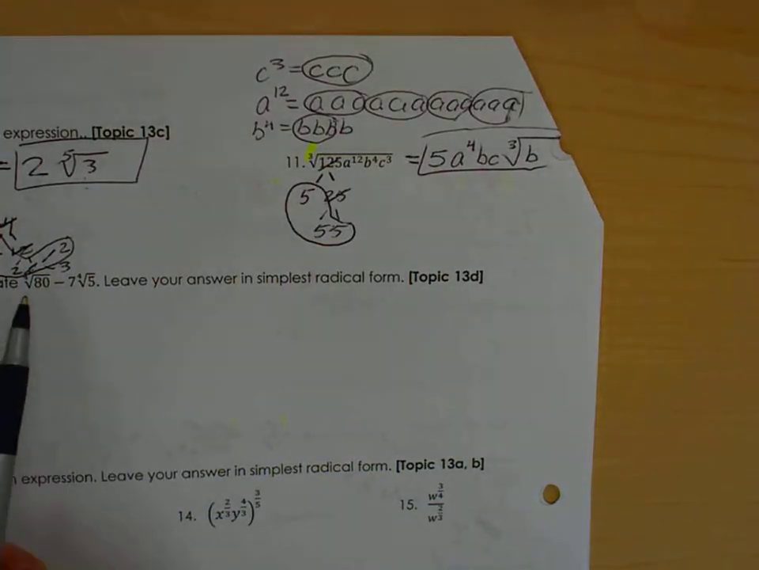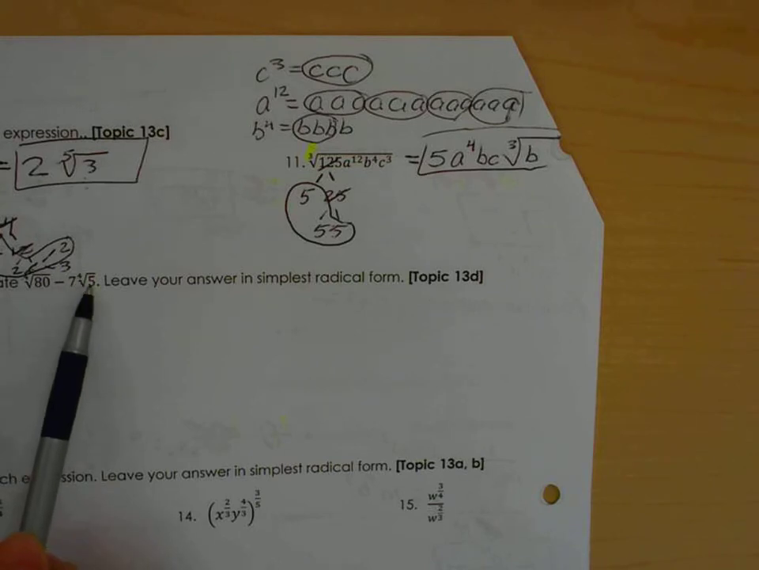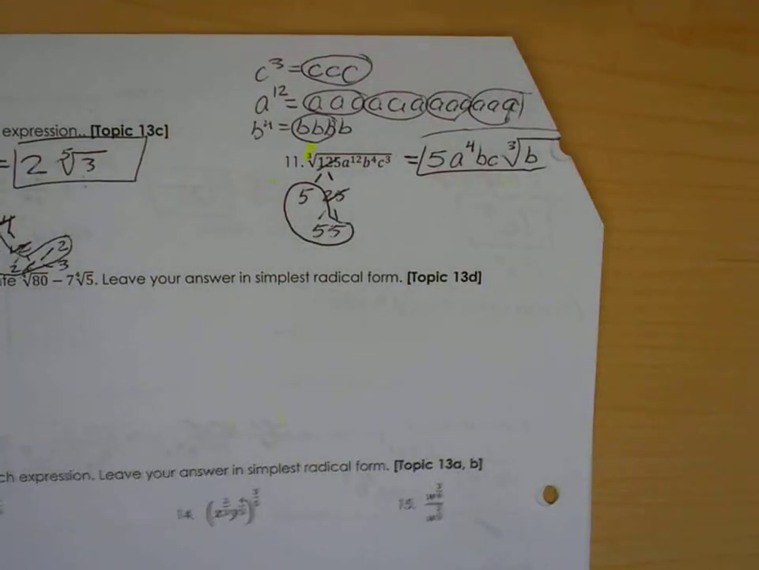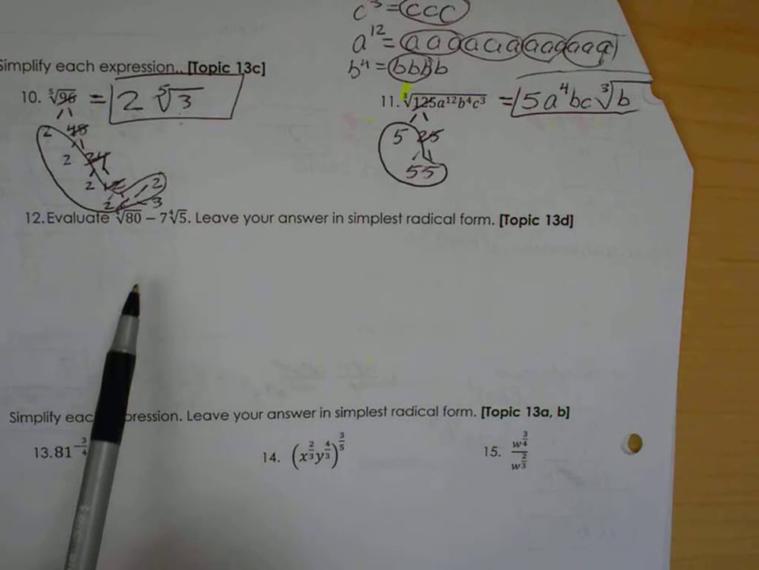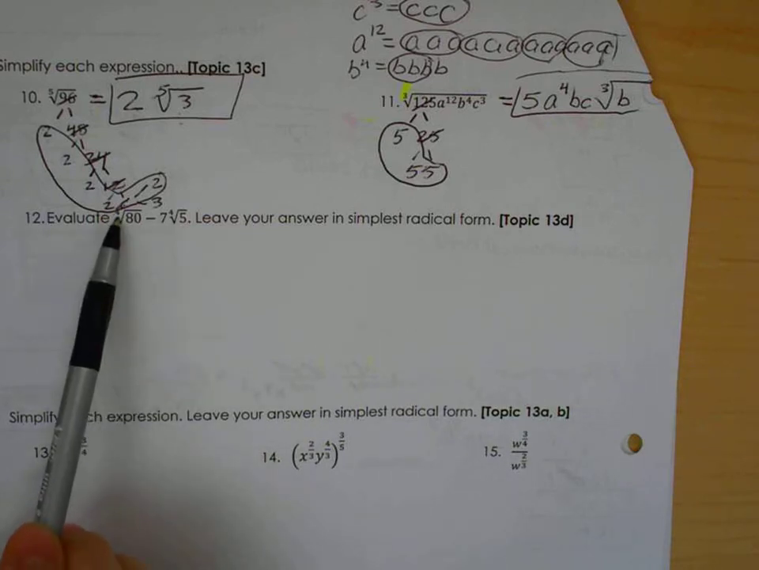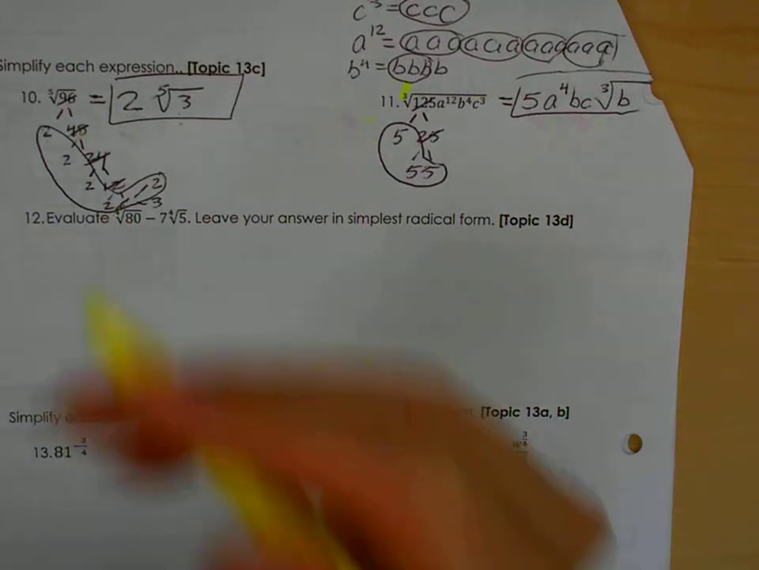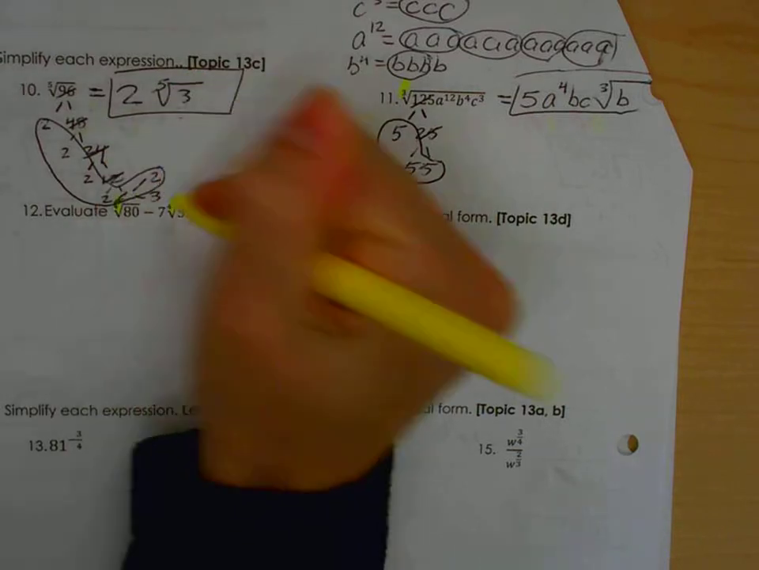All right, on this one, evaluate the 4th root of 80 minus 7 times the 4th root of 5. So when you're adding and subtracting, you've got to have like terms. And right now, to have like terms when you're doing this, you need to have the same root. So you need to have this be the same, and it is. I've got 4 and 4, so that's good.